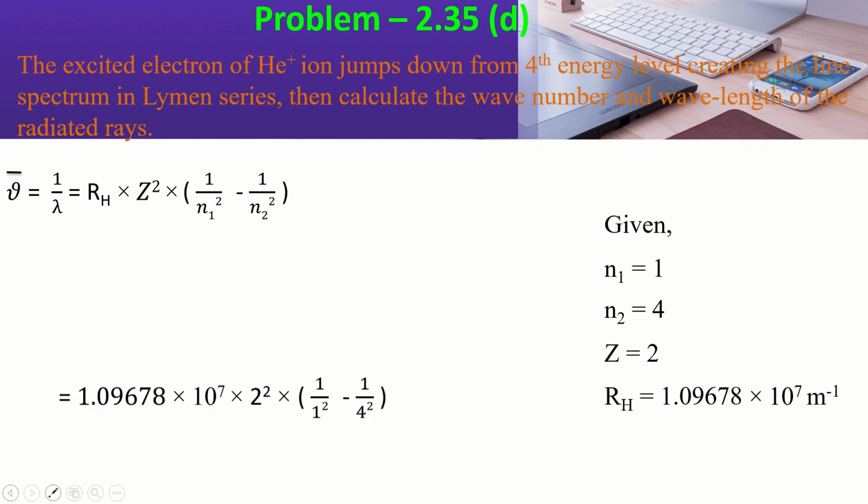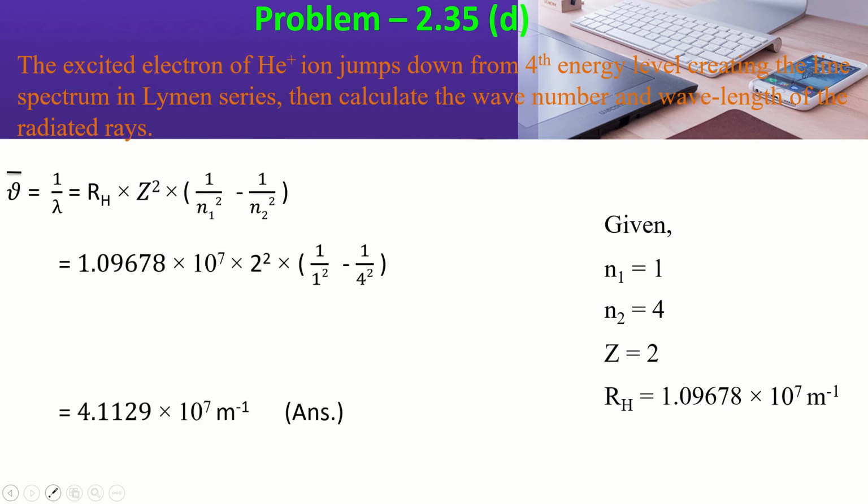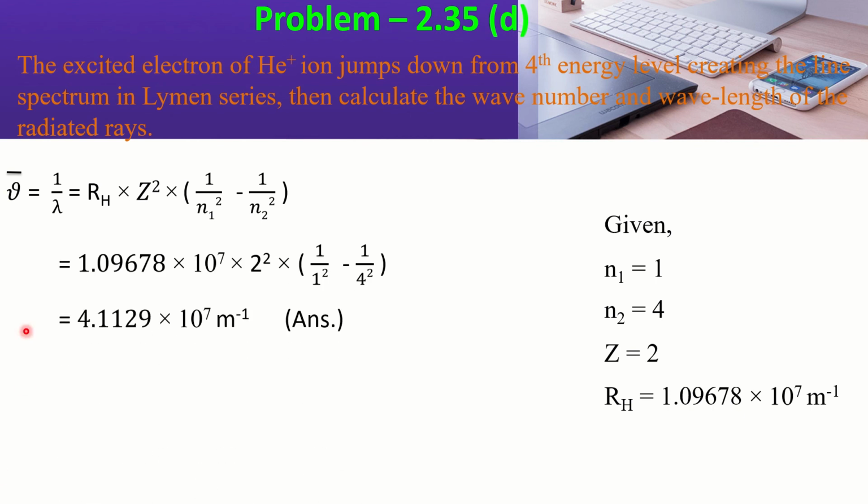So now put all the values and we get wave number nu bar equal 4.1129 into 10 to the power 7 meter inverse. This is our first answer. And now you have to calculate the wavelength of the ray. Here we get lambda equal 24.31 into 10 to the power minus 9 meter.